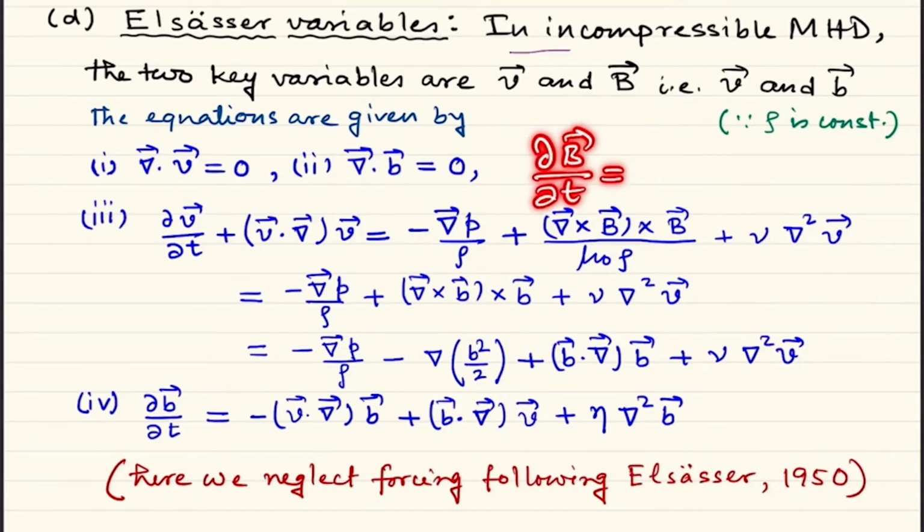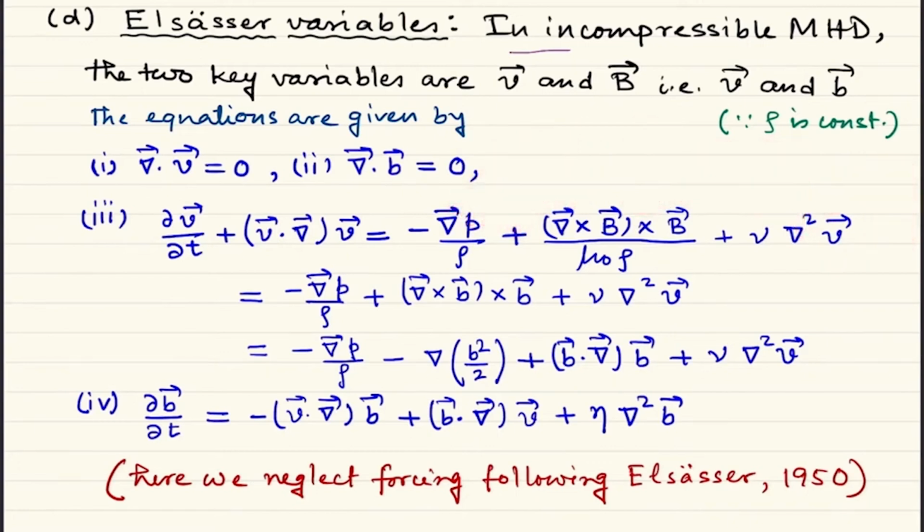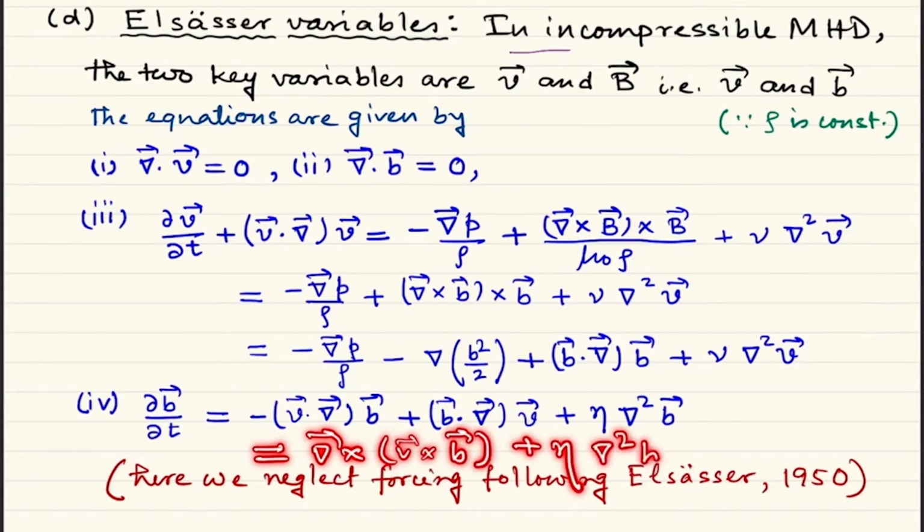∂B/∂t is equal to curl of (V cross B) plus eta Laplacian B. Now we just divide both sides by root over mu 0 rho, so this side as well. And then finally you have this ∂b/∂t, with small b, is equal to curl of (V cross small b) plus eta nabla square small b.